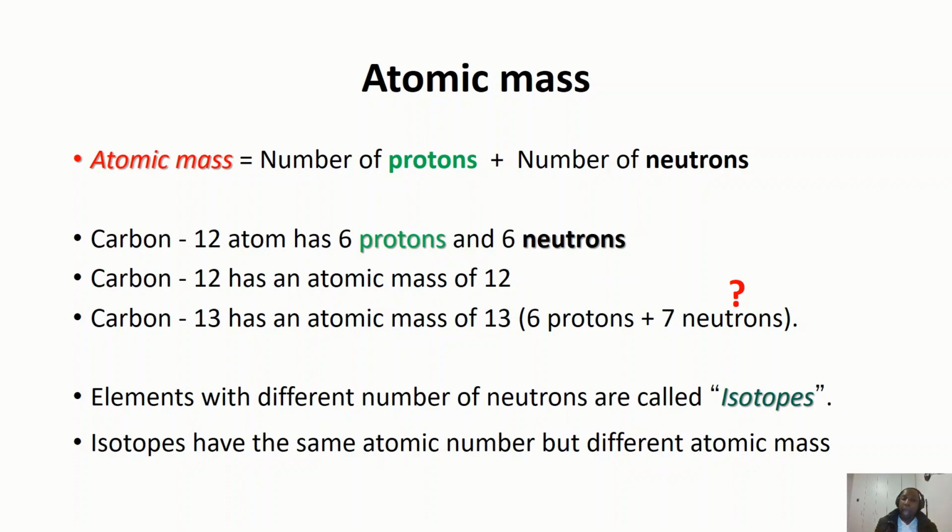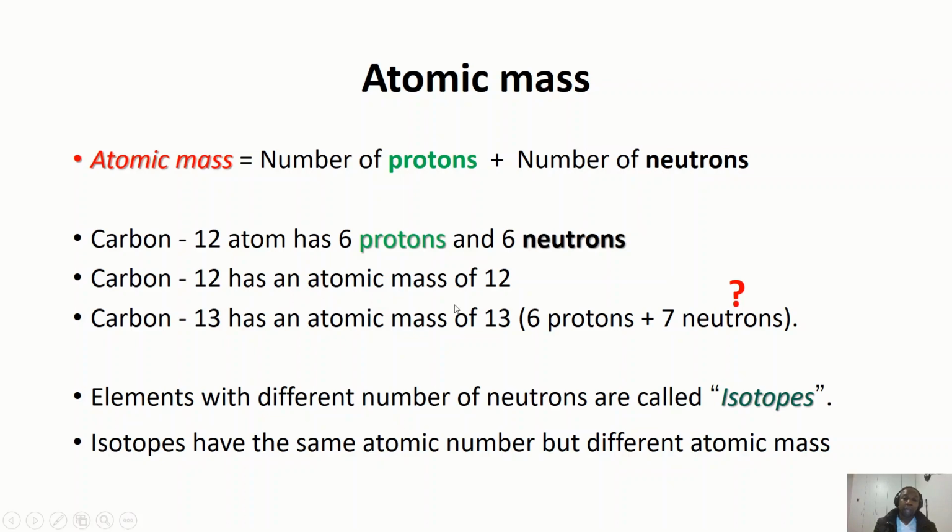However, we also have another carbon, which is called carbon 13. It has an atomic mass of 13. How does that happen? Remember, the protons of an atom don't change, like I said earlier. So the protons remain 6, but the neutrons for carbon 13 are now 7. If you add the neutrons and the protons, 6 plus 7, it gives you 13. So that's why we have carbon 12 and carbon 13.